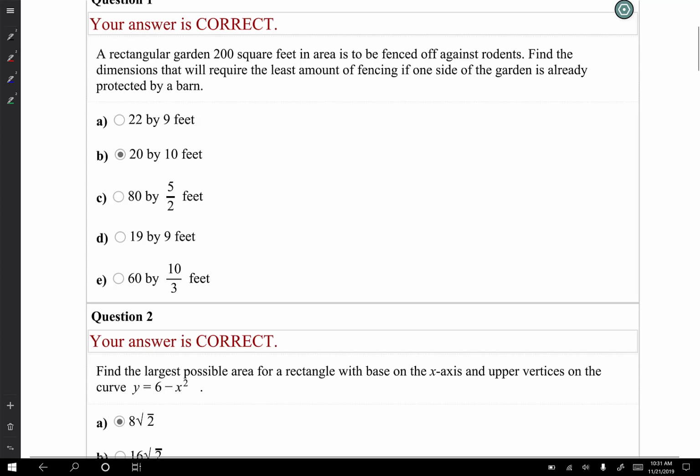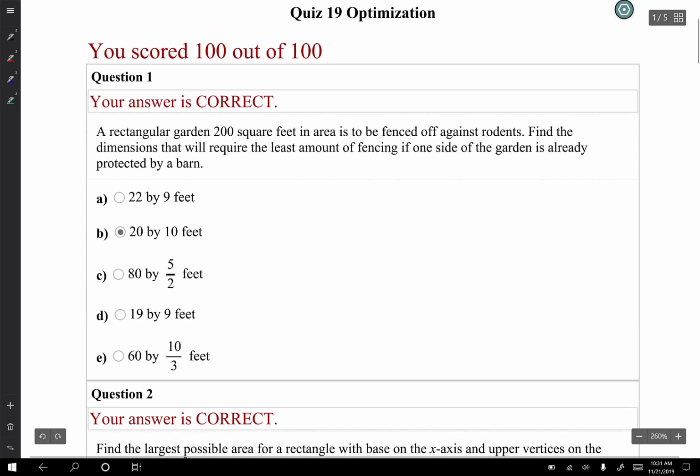So this is called your restriction. It's a rectangular garden, and your area is 200. So 200 is to be fenced off against rodents. Find the dimensions that will require the least amount of fencing if one of the sides of the garden is already protected by a barn.